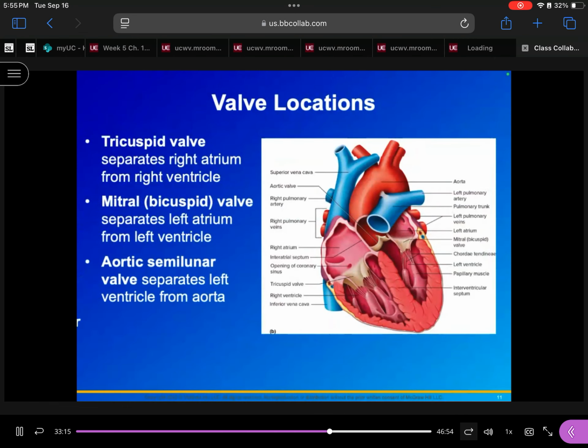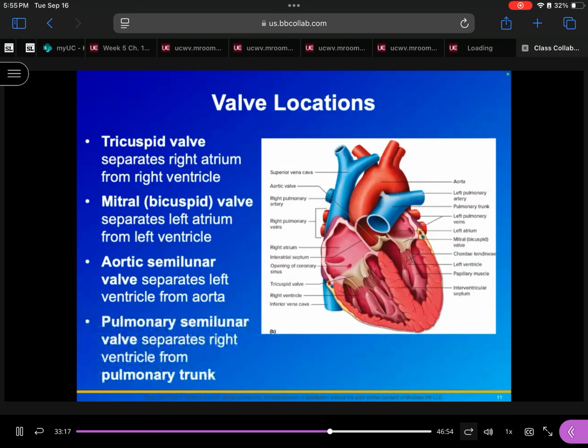All right, now we're at the valves. So as I mentioned, we have two atrioventricular valves. That's the tricuspid valve and the mitral valve. And we have two semilunar valves, and that's going to be the aortic semilunar valve and the pulmonary semilunar valve. We'll get into more of this later when we talk about how the heart pumps and the movement of blood from one chamber to the other.